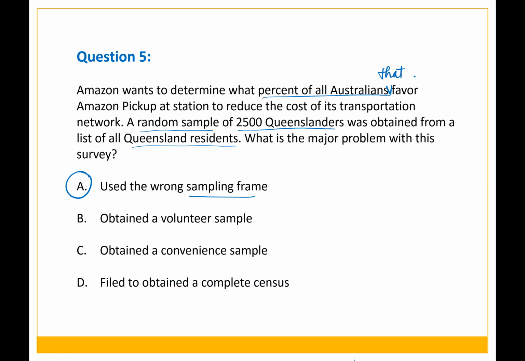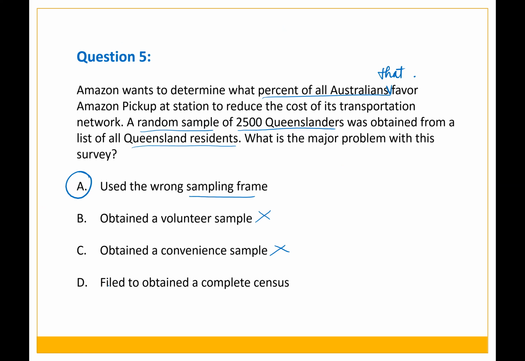Now look at the rest. Obtain a volunteer sample. It doesn't actually mention anything about volunteers, so it's not right. Obtain a convenience sample. It doesn't say anything about convenience, even though it can imply that this is for the researchers' convenience. But it doesn't say that clearly and directly, so there's nothing you can conclude about it.